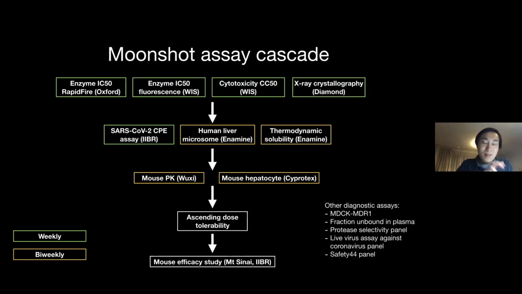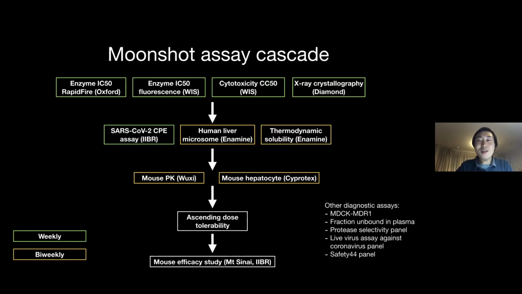I think that input is really useful, having weekly turnaround in viral assays. And then tier 1 ADME, PK, and right now we are at the PK stage. Beyond that, we have also aligned collaborators to ascending dose tolerability, efficacy studies, and other diagnostic assays. So this cascade, at least the ones highlighted in green and yellow, is running on a weekly basis, where we cycle compounds through the different assays depending on whether they pass potency threshold.